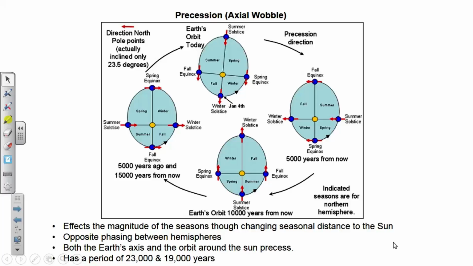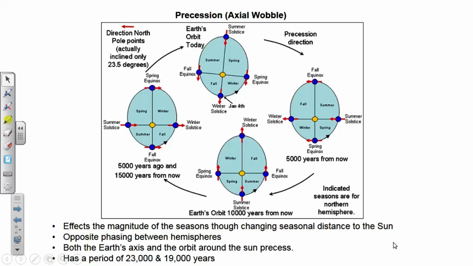on a time scale of 23 to 19,000 years. So maybe in 10,000 years' time, we'll be completely out of phase. This is winter now, where we're pointed away from the Sun. This is winter in 10,000 years' time. We're pointed away from the Sun, but now we're much further away from the Sun. So that means that in 10,000 years' time, winter in the northern hemisphere will be a lot colder than it is now.